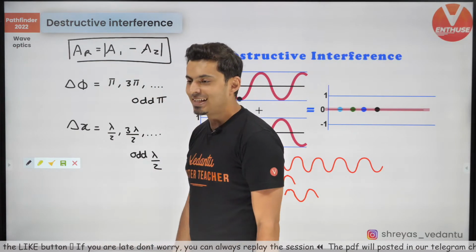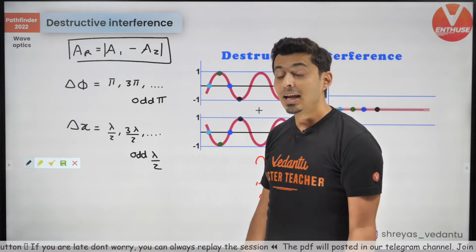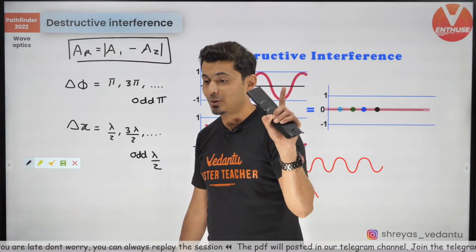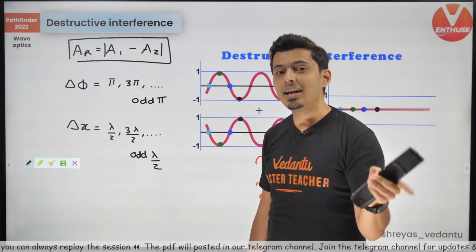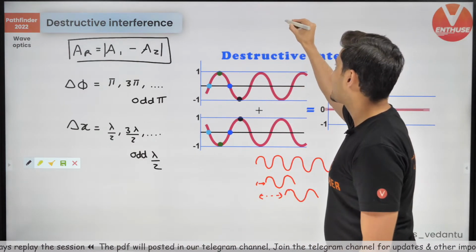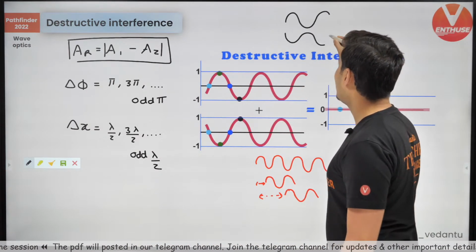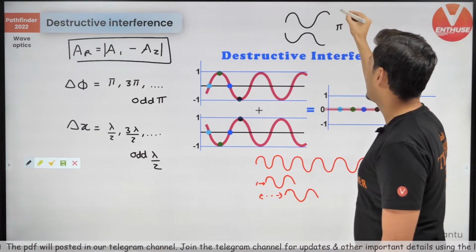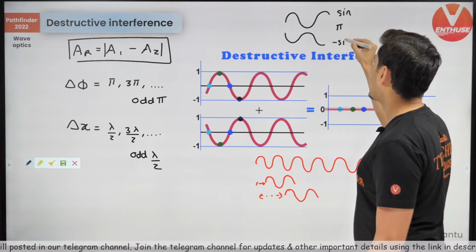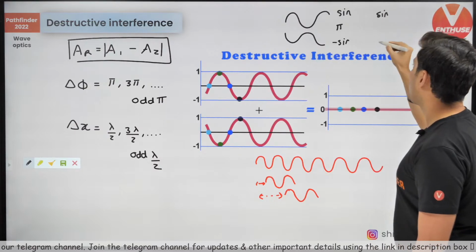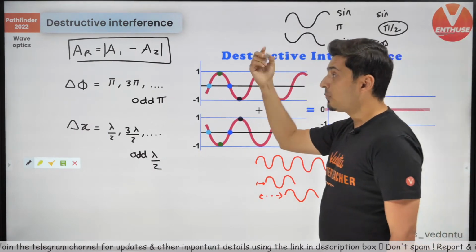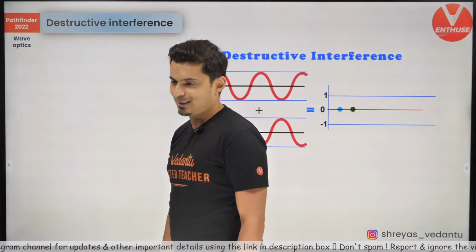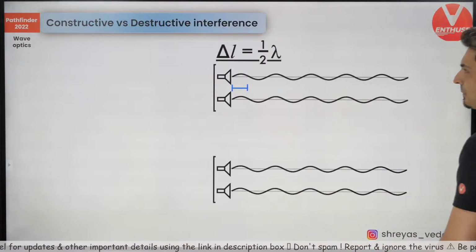Can you relate sine and cos graph? Wrong, Suhani. Sine and cos graph, the phase difference is 90 degrees. Sine and minus sine graph, they have a phase difference of pi. So if this is sine, this is minus sine. Sine and cos have a phase difference of pi by 2, which is 90 degrees, much different from constructive or destructive interference. All right.